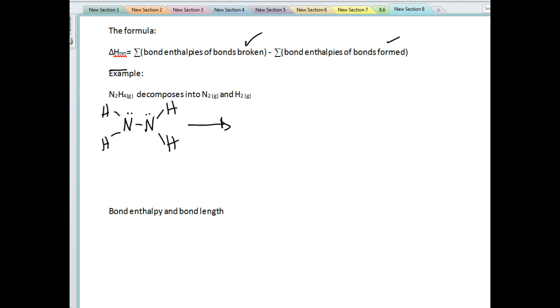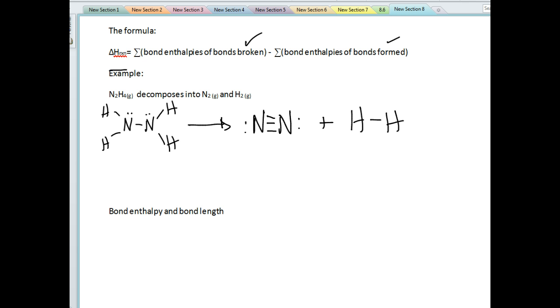And so then we go like that, and then we're going to form N2, diatomic nitrogen gas. Diatomic nitrogen gas forms a triple bond, unshared pair of electrons, and then we have H2, which forms a single bond. Okay, so what we need to do is figure out how many of these bonds are being broken and how many bonds are being formed, and we can do this calculation. So let's just first off talk about that.